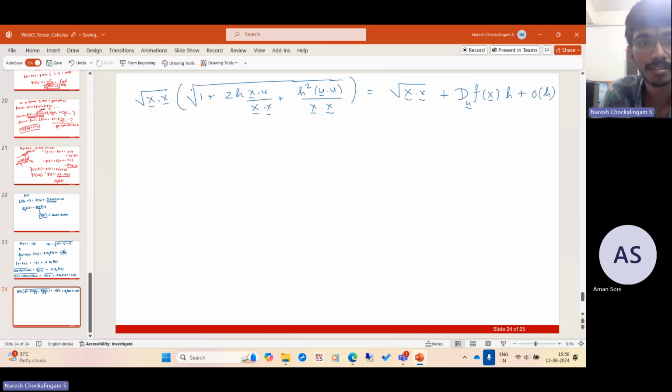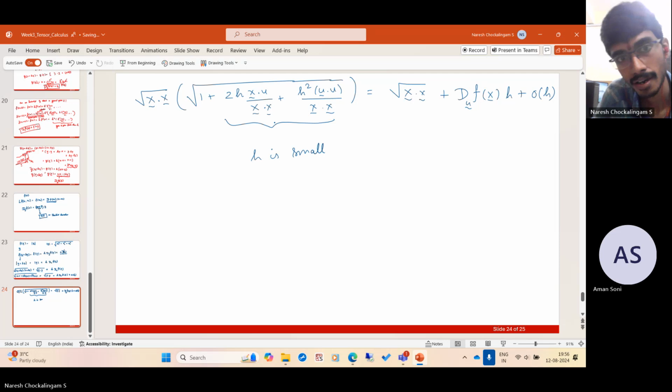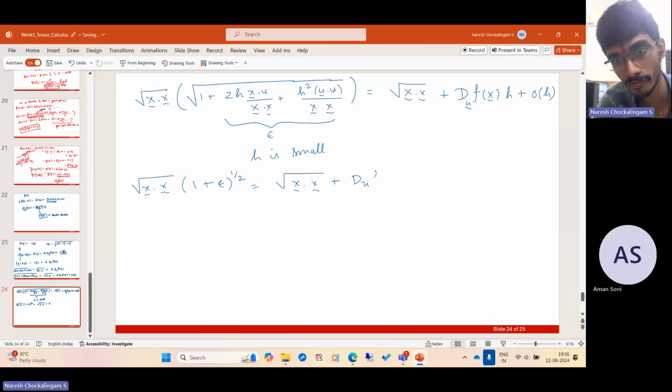Now use the binomial theorem here. This is 1 plus, call this. So when h is small, these are much less than 1. You can take h sufficiently small so that these are less than 1. So call this term epsilon. So this will become nothing but x dot x multiplied by 1 plus epsilon power half. This is equal to square root of x dot x plus the directional derivative of f in the direction u multiplied by h plus the higher order terms.